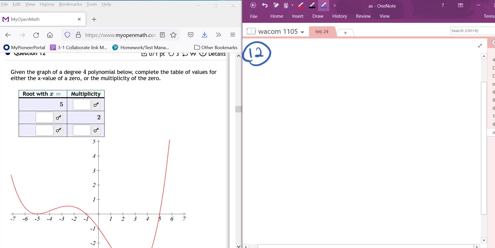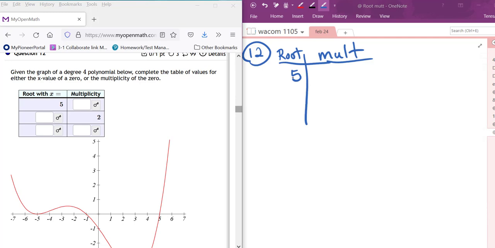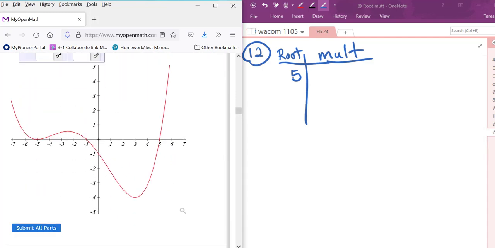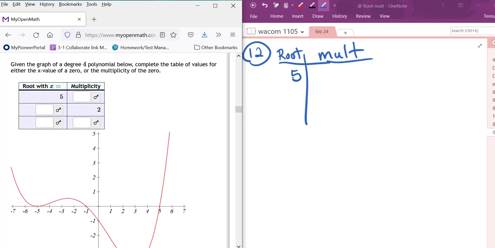So it says, given the graph of a degree 4 polynomial below, so this is our graph, complete the table of values, either the x value of a 0 or the multiplicity. All right, so our little table, and this is our root and the multiplicity. Picking it off from the picture. So the first one was the root is 5. And so we go look at our picture. And this is the one that's 5. It crosses through, so it is an odd multiplicity.